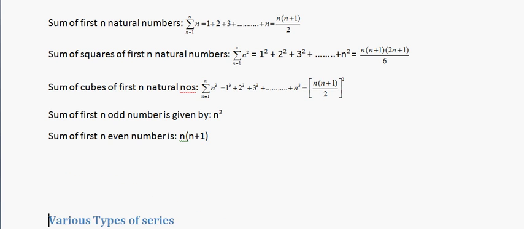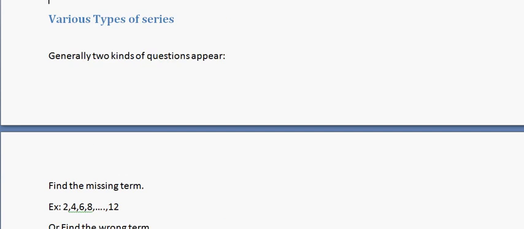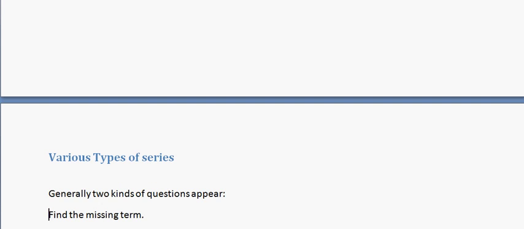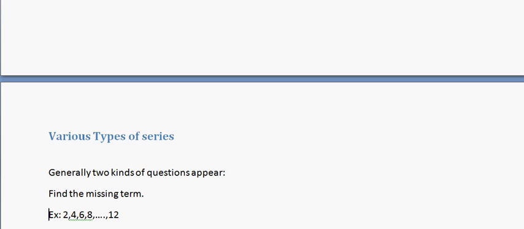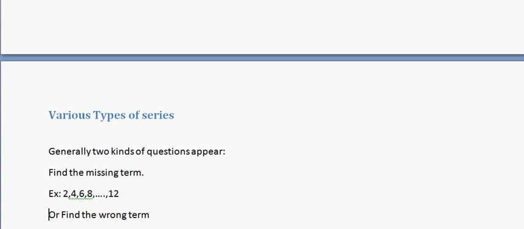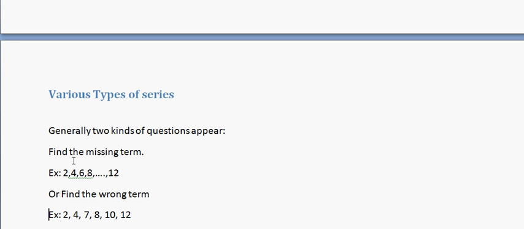Now let's come to an important topic, which is various kind of series, right? Generally you would get 2 or 3 questions from various kind of series, and the questions are of two types: find the missing term and find the wrong term, right? Generally there is no fixed way out to do these kind of questions. The logic might be very twisted, and you might not get a right answer even after spending 2 or 3 or 5 minutes in these kind of questions.